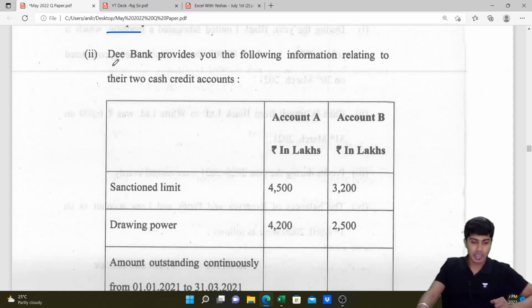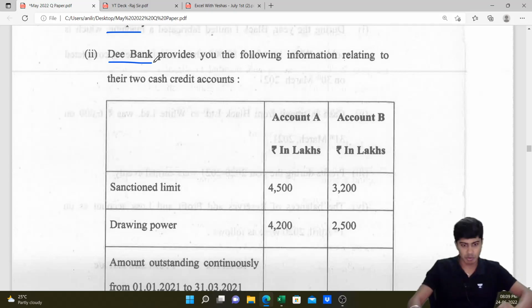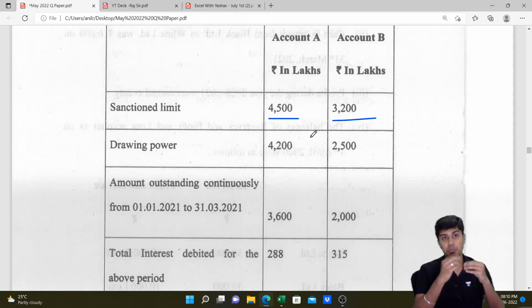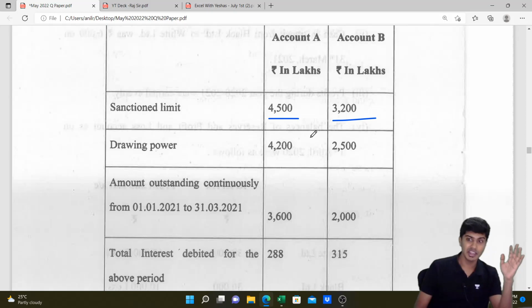So we have D Bank, that's the name of the bank, which provides you with the following information relating to two cash credits, account A and account B. Sanction limit is 4,500 crores and 3,200 crores. If the amount is withdrawn beyond the sanction limit, it will be NPA straight away. But in this case, they have not withdrawn beyond. Let's see if they have withdrawn beyond or not.